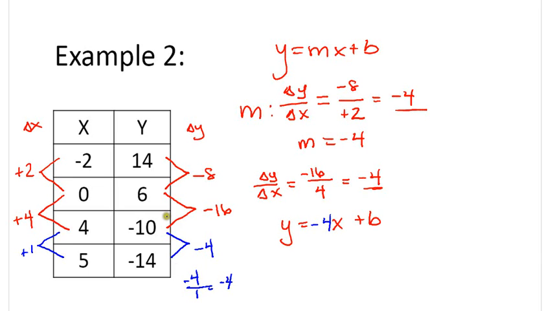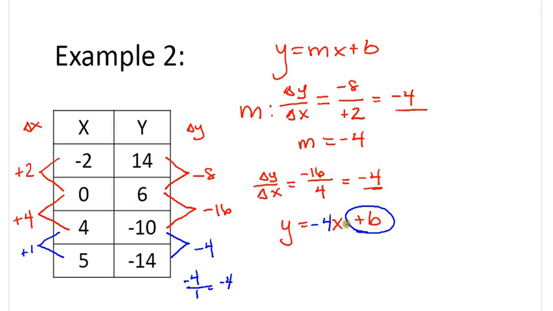So this is right. So my constant rate of change here, even though these values change, the differences are negative 8, negative 16, negative 4, the difference in the change of x changes as well, but the ratio of them stays the same. So here I know that the slope is negative 4. I've got y is equal to negative 4x plus b. The next thing I need to do is find out what this b is.